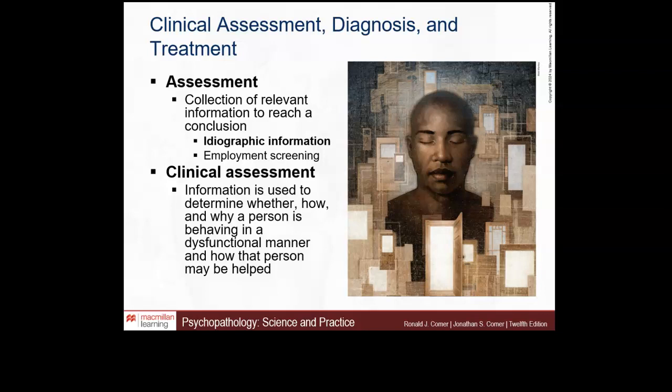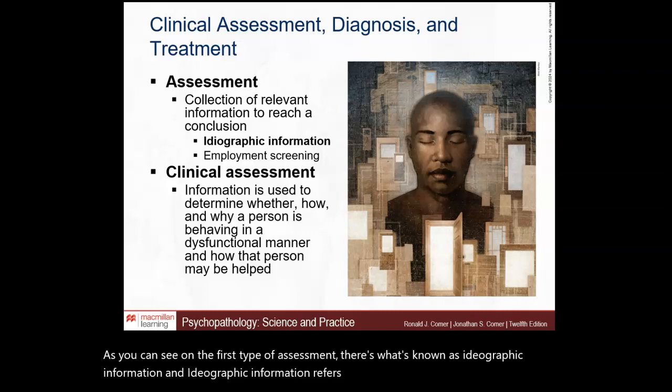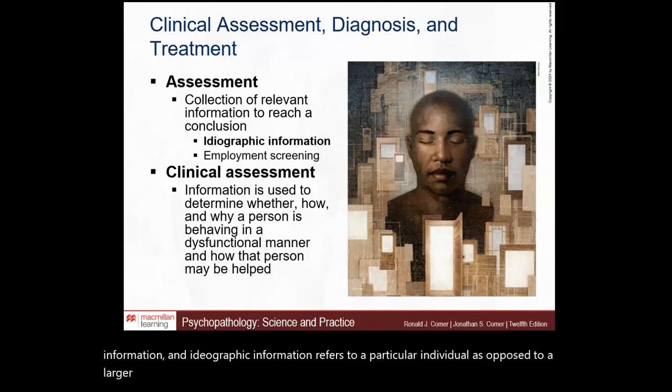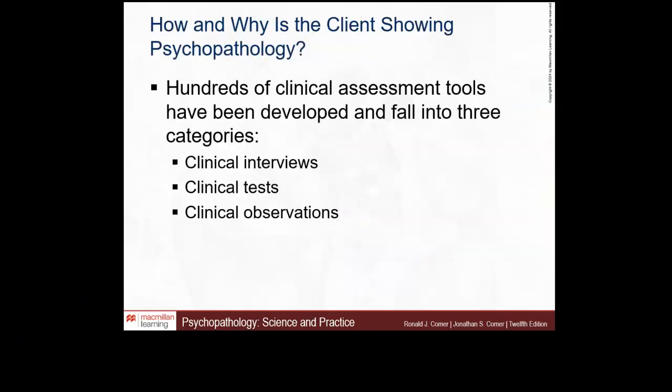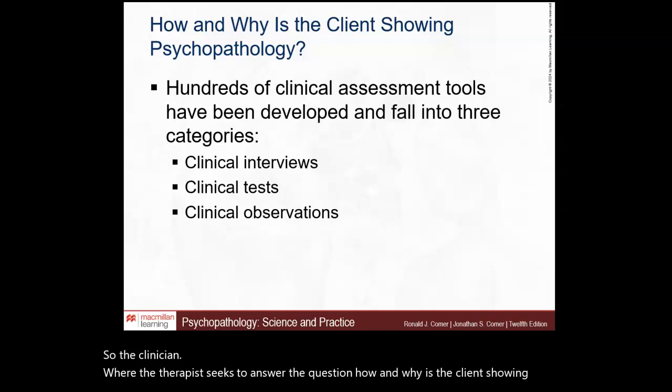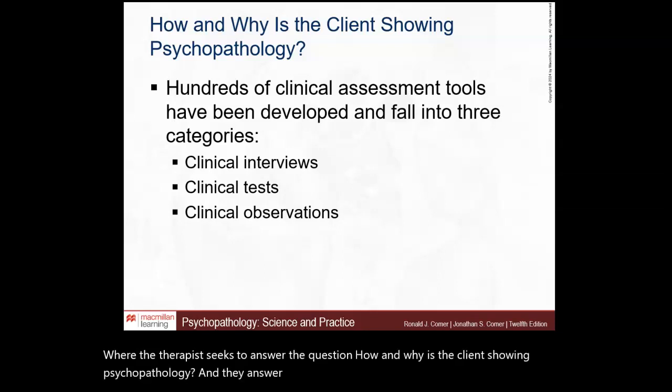As you can see, on the first type of assessment, there's what's known as idiographic information. And idiographic information refers to a particular individual as opposed to a larger population. So the clinician or the therapist seeks to answer the question, how and why is the client showing psychopathology? And they answer those questions by using assessment tools.